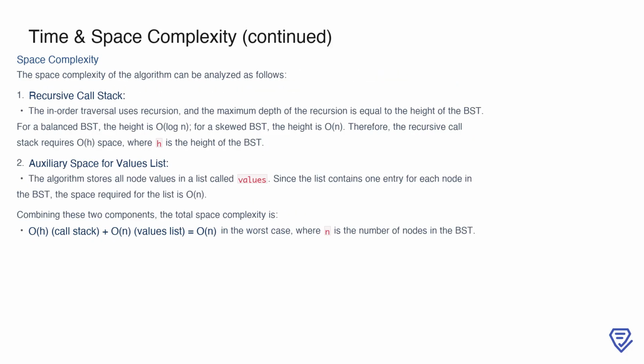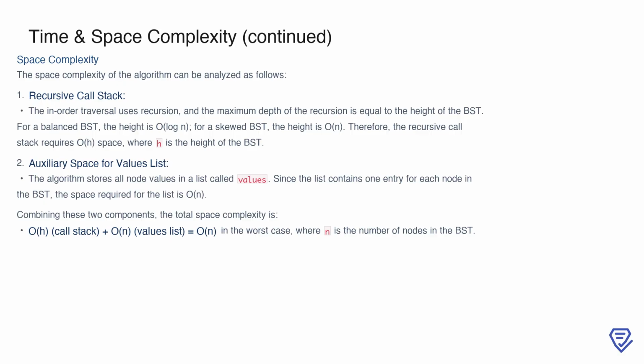Now let's consider the space complexity. There are two main contributors to the space usage: the recursive call stack and the auxiliary space for the list of values. During the in-order traversal, the algorithm uses recursion, and the maximum depth of the call stack corresponds to the height of the BST. For a balanced BST, the height is log n, leading to a stack space requirement of O(log n). However, for a skewed BST, where the tree resembles a linked list, the height could reach n, making the stack space usage O(n) in the worst case.